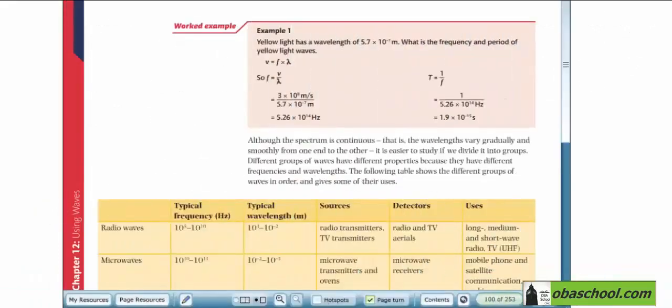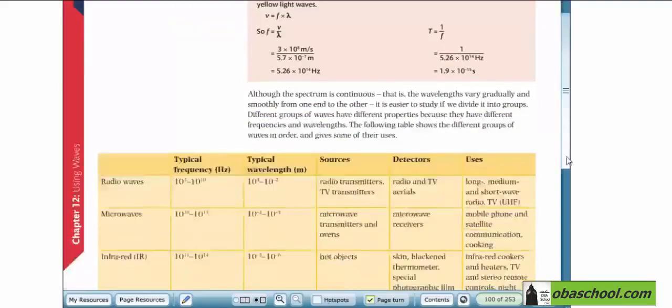Although the spectrum is continuous, the waves are of different wavelengths and have different effects, so it's easier to study them if we divide them into groups. Each group of waves has different properties because they have different frequencies and wavelengths. We'll see now the different groups.